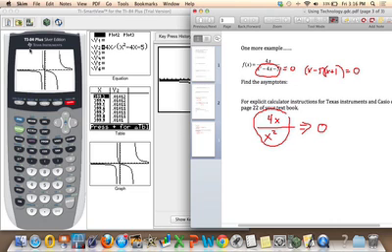Again, you can see that from the graph, but it helps to think about a little bit of the mathematics as well when you're searching for these asymptotes.